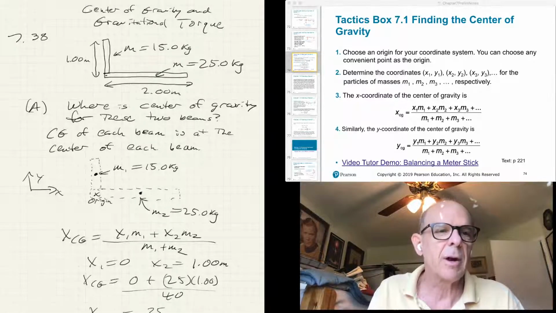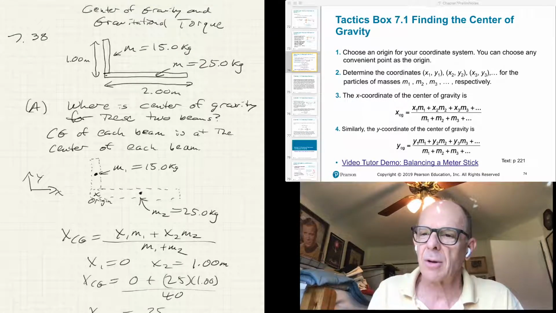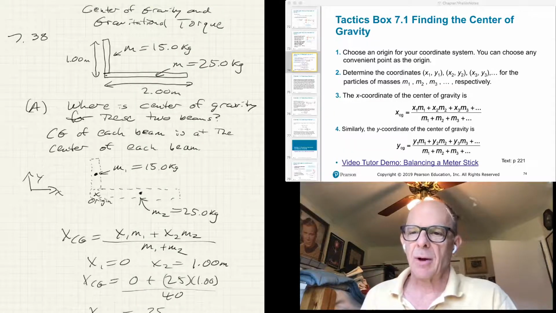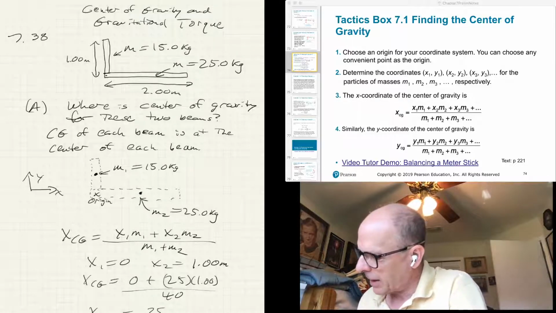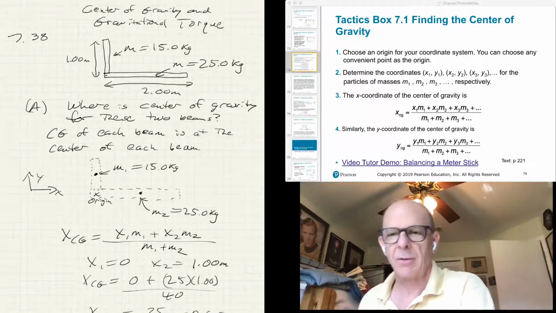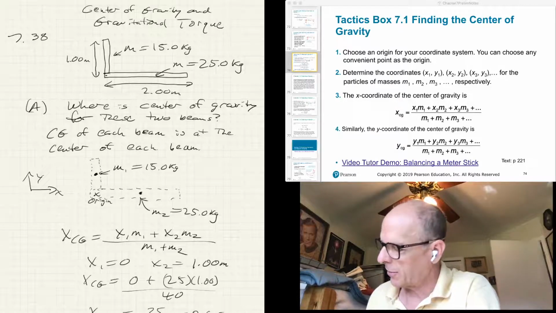Or something weird is happening and my computer has... sorry about that. 25 over 40 is 0.625 meters. So that's the x coordinate of the center of gravity.